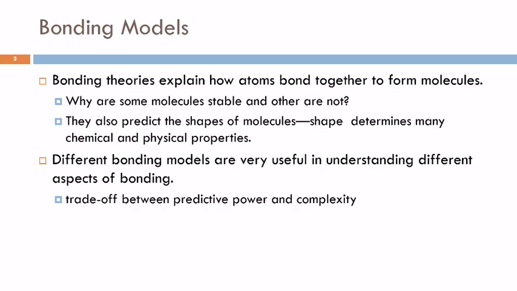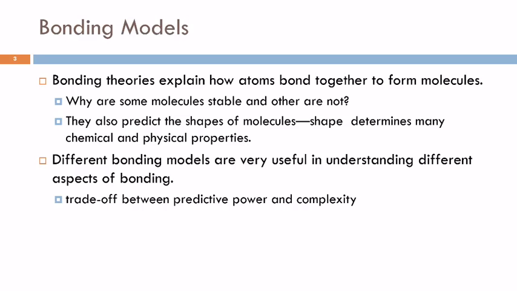Bonding models, bonding theories, explain how atoms join together to form molecules. Why you can put two hydrogens and an oxygen together and that will be a stable molecule, but if you try to put a hydrogen and an oxygen together, that would not be a stable molecule. They also predict the shapes of the molecules, and the shape of a molecule has a big impact on its chemical and physical properties, so that's important.